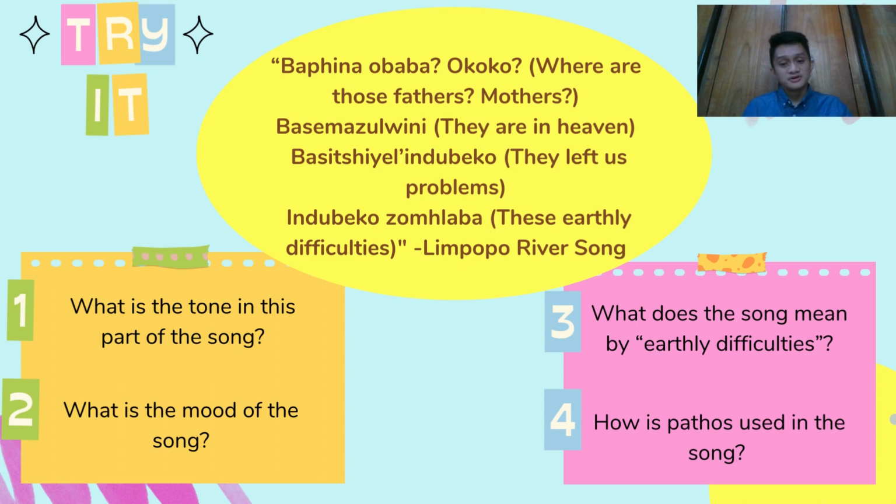For the fourth question, how is pathos used in the song? Yes, exactly. Pathos is used in this song to relay the feelings of the Africans, feelings of frustration or feelings of hope, feelings of sympathy for Africans or feelings of anger for the dictators and the colonists. Pathos is used so that the listeners of the song can get a glimpse of the harshness of African life.